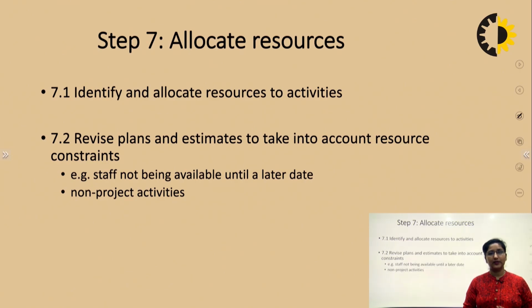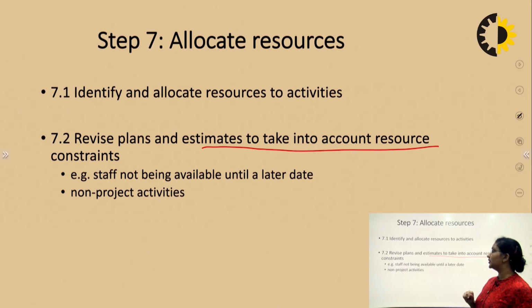At the seventh step, we need to allocate the resources. We have done all the parts. Now finally, we need to allocate the resources to it. So we need to identify and allocate the resources to the activities. Resources can be anything: the hardware, the software, the persons who are involved in it. Then we need to revise the plan and estimate to take into account the resource constraints.